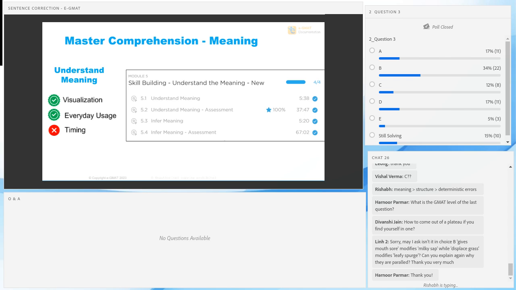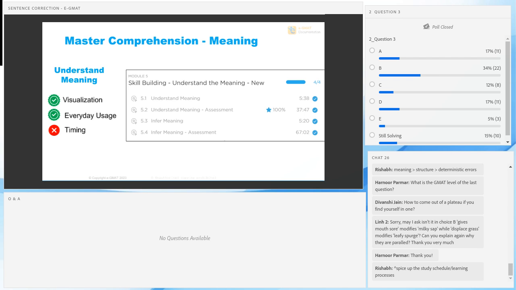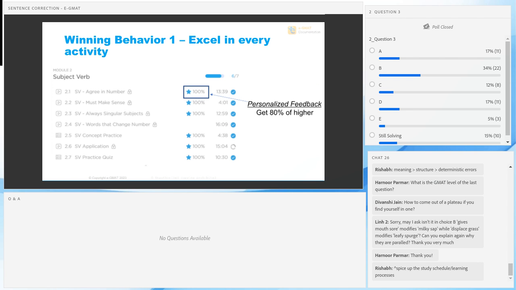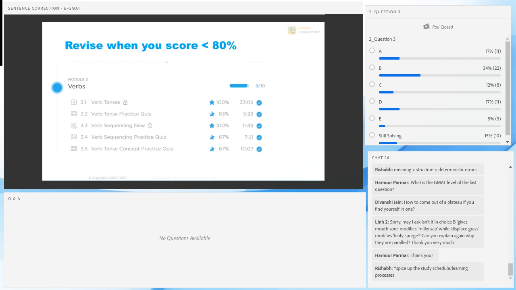Again, do not time yourself. People who do stage one, and by stage one I mean the sentence correction course, start to time themselves prematurely, and that is the issue. So it's very important to not time yourself. It's very important to take the personalized feedback that is given to you and be very critical of it. Revise whenever your score is less than 80%.